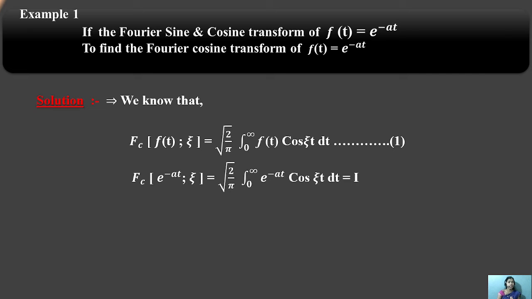Okay, but given the form f(t) equals e to the power minus at, put it in the equation of this form, that is f_c. We get f_c of e to the power minus at, ξ, equals square root of 2 by pi, integration 0 to infinity e to the power minus at cos ξt dt.